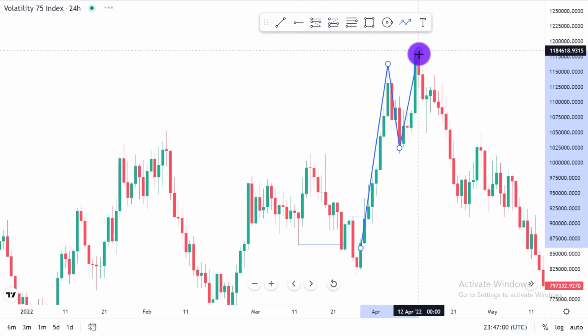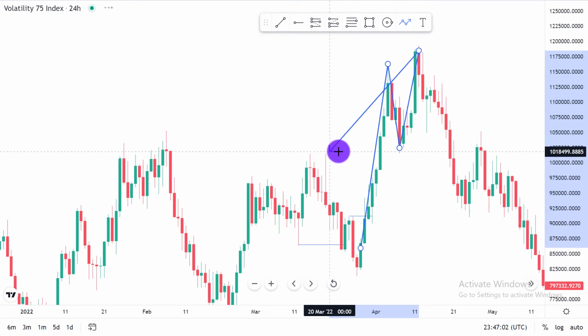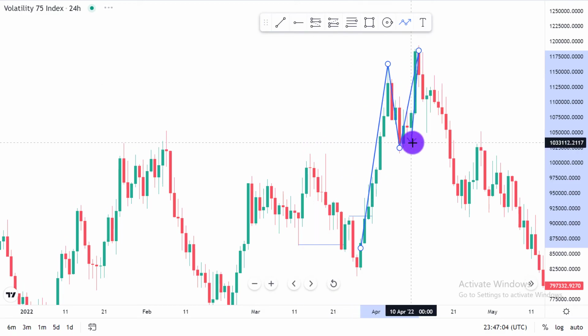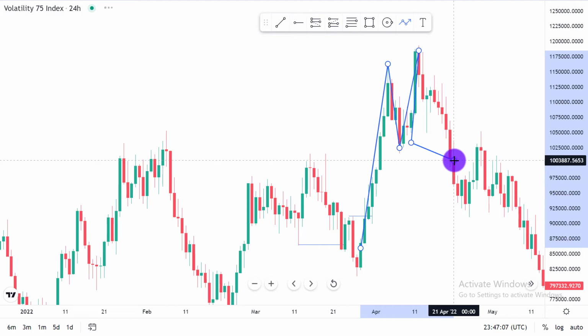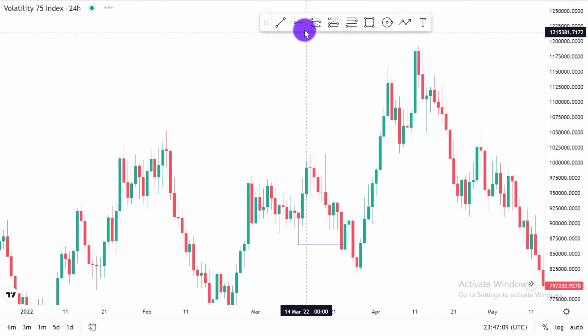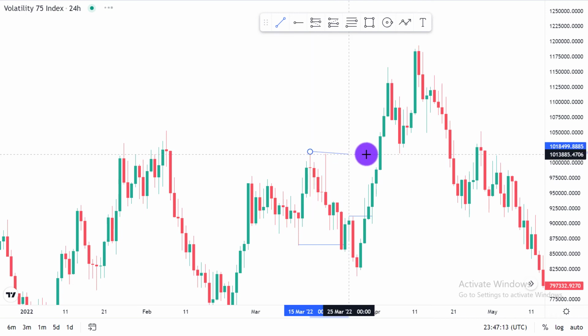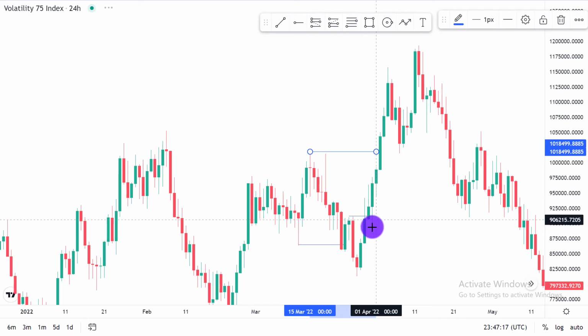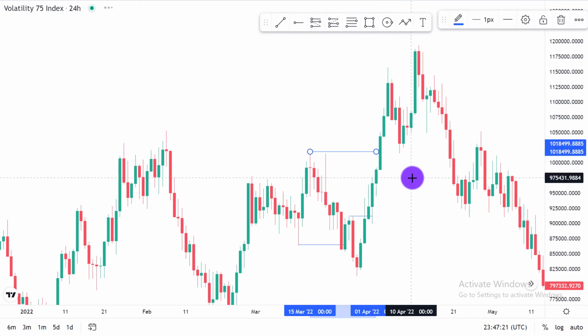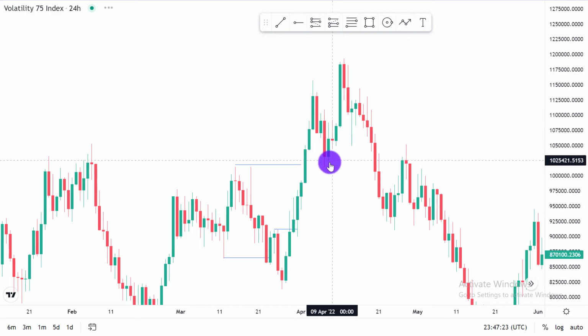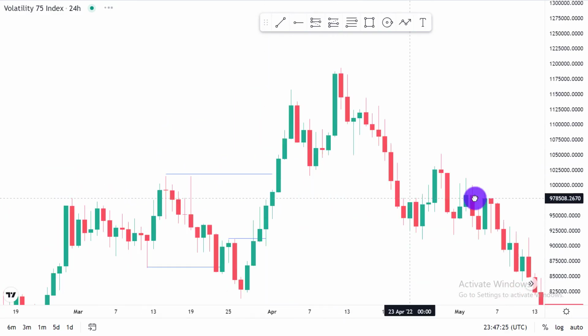Now notice that every time a new high is formed, the candle body closes above the previous structural high. Let me show you guys. This is a new structural high. This is the structural high, the candle wicks. Look at how the candle body closed above that high. A higher high was formed, then a higher low was formed, structural low, candle wick.